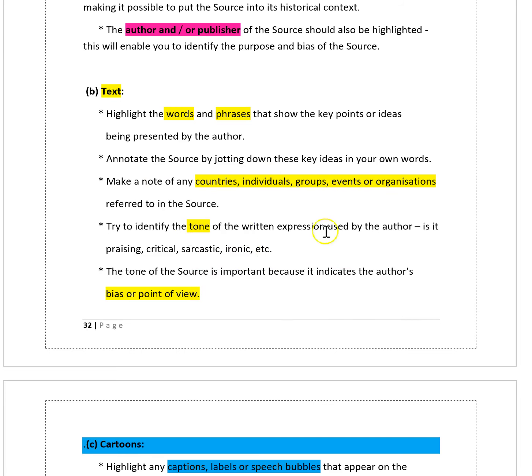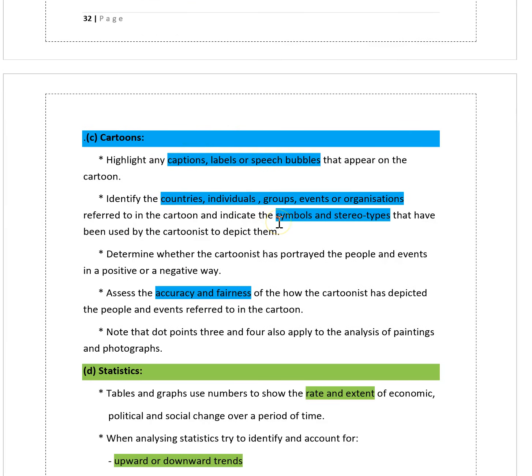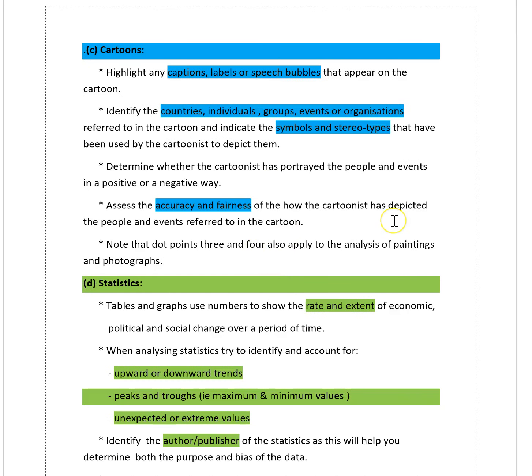So have a little think about the tone. Is it praising, critical, sarcastic, ironic? That will help with purpose as well. It helps to identify that, and it also shows bias or point of view. If you've got cartoons, are there any captions or labels or speech bubbles? Have a look at countries, individuals, stereotypes, groups, events, organisations. How has the cartoonist portrayed the events and people? Is it positive? Is it negative? Have a look at accuracy and fairness. That also applies to paintings and photographs. So, how accurate is it? What sort of individuals are represented here?